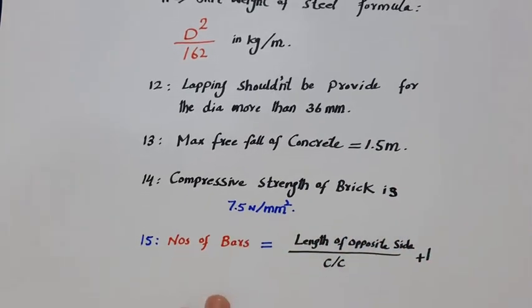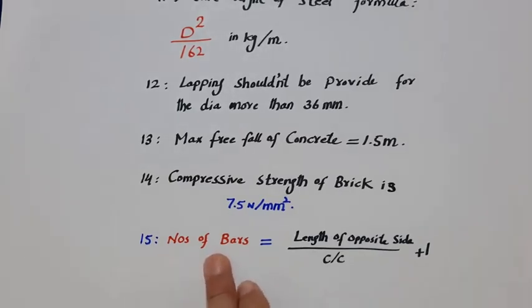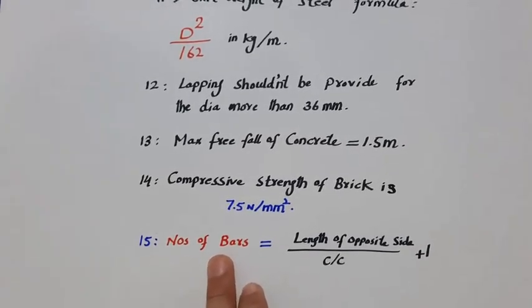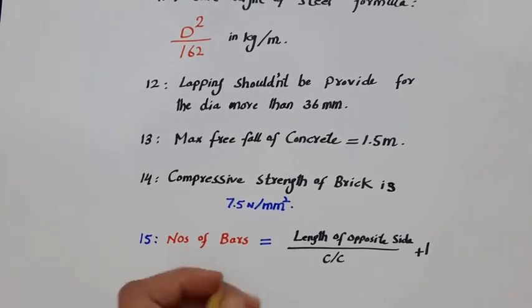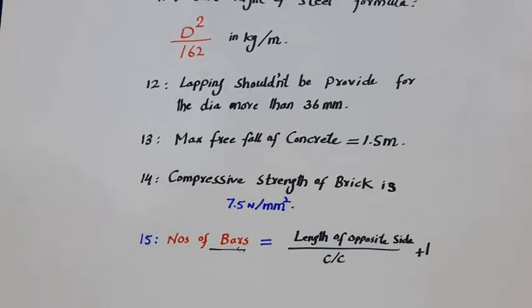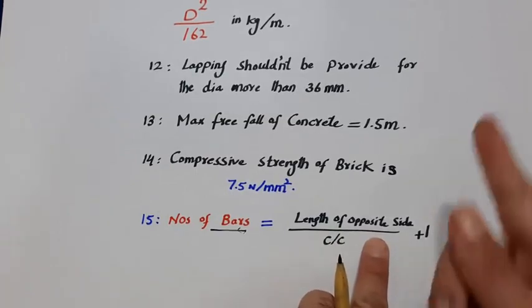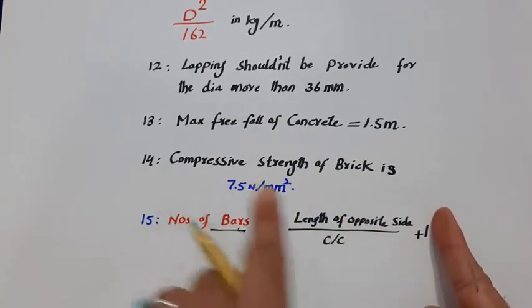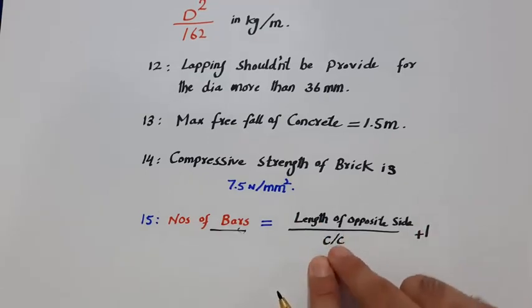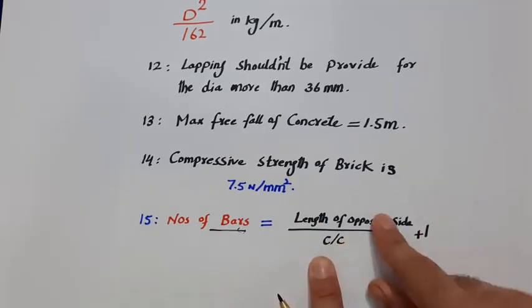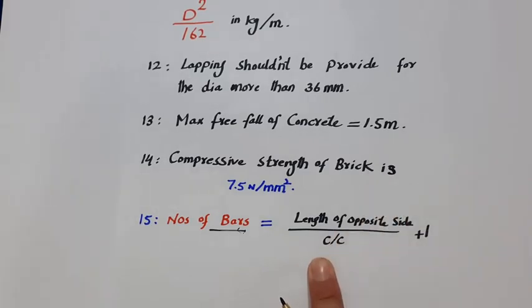Guys, the last one is number of bars. How can you find the number of bars? For example, in a slab, the length of opposite side divided by spacing C/C, plus 1, gives you the total number of steel rods in the slab.